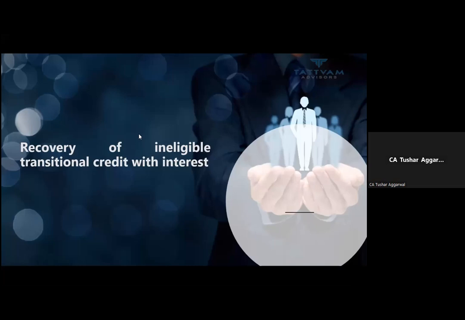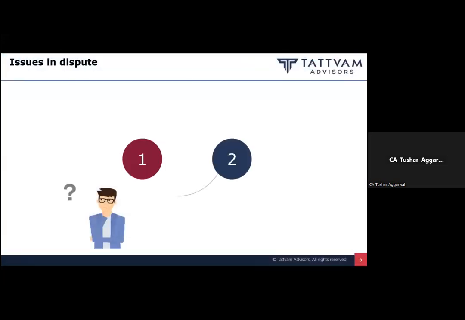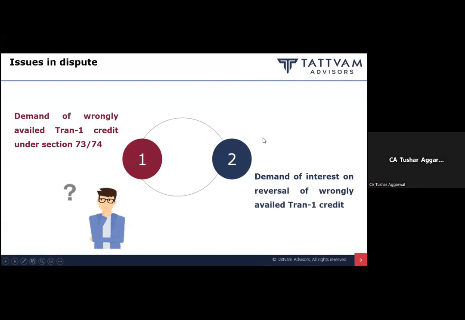The first issue is recovery of ineligible transitional credit along with interest. Friends, we are aware that many of the taxpayers had filed the TRAN-1 form and claimed transitional credit. A good amount of scrutiny has taken place all over India. So what is the department doing these days? They are scrutinizing the TRAN-1 form, and if they feel that the credit is ineligible, they are issuing show cause notices demanding the transitional credit. So various taxpayers are receiving show cause notices for recovery of transitional credit along with interest and penalty.